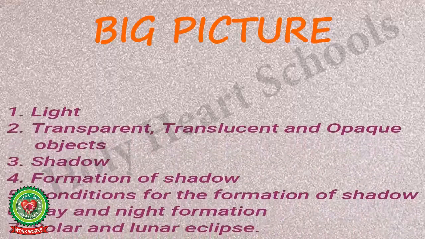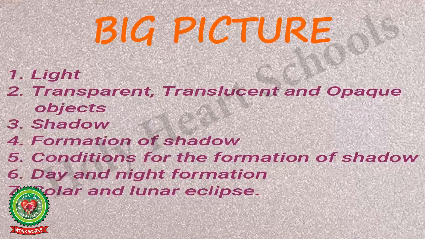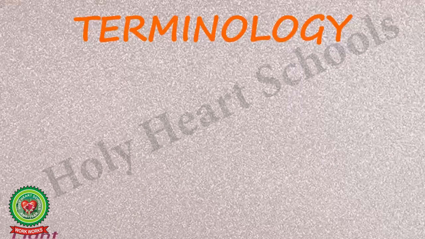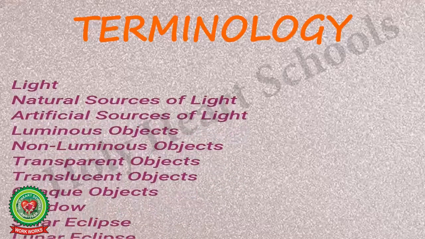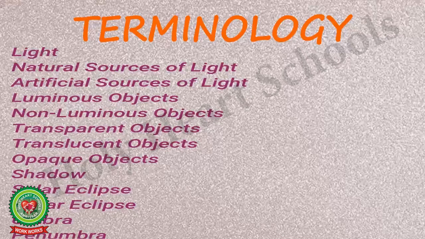In this chapter, we will also study about light, transparent, translucent and opaque objects, shadow, the formation of shadow, and conditions for formation of shadow, day and night formation, solar and lunar eclipse. Terms of this chapter are light, natural sources of light, artificial sources of light, luminous objects, non-luminous objects, transparent objects, translucent objects, opaque objects, shadow, solar eclipse, lunar eclipse, umbra, penumbra.